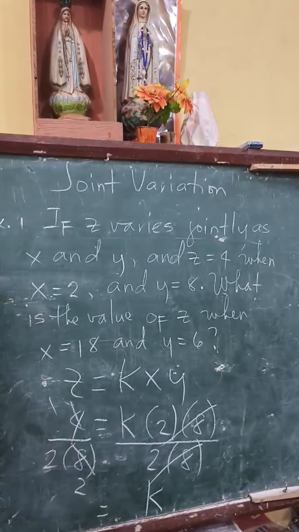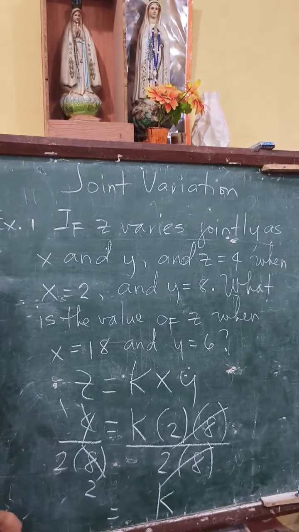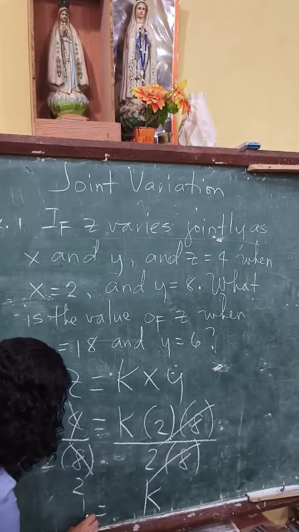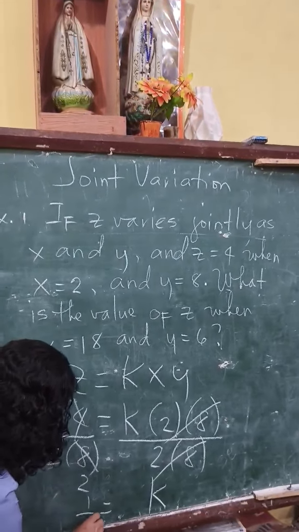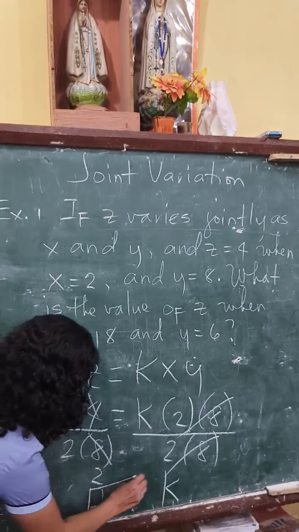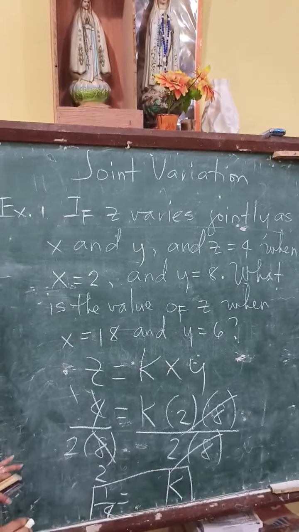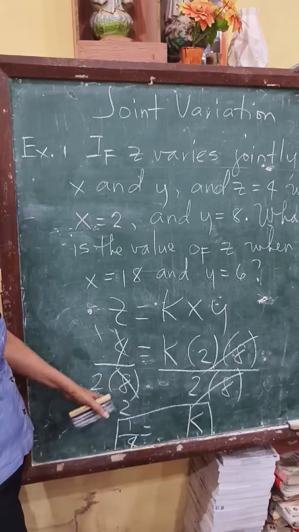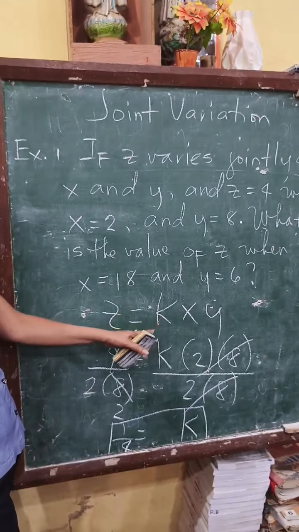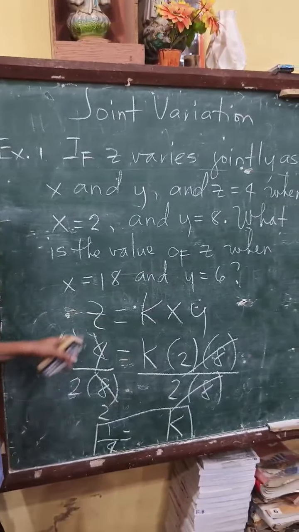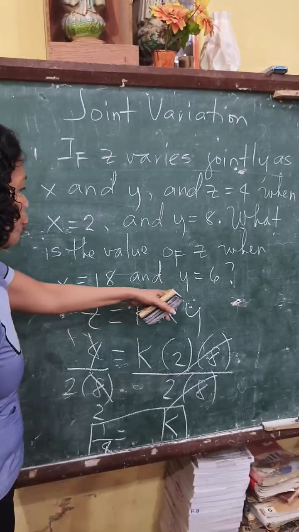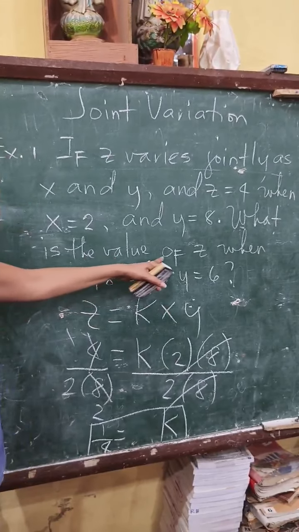Here is an imaginary 1. So 1 over 2 times 2, that is 1/4. So the value of K is 1/4. After getting the value of K, you have to replace the original equation with the second given values so that you can solve the unknown, which is the value of Z.